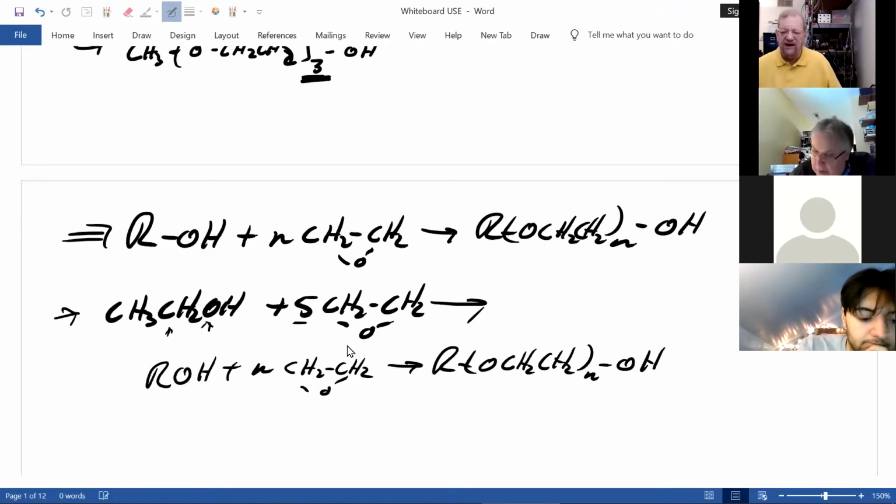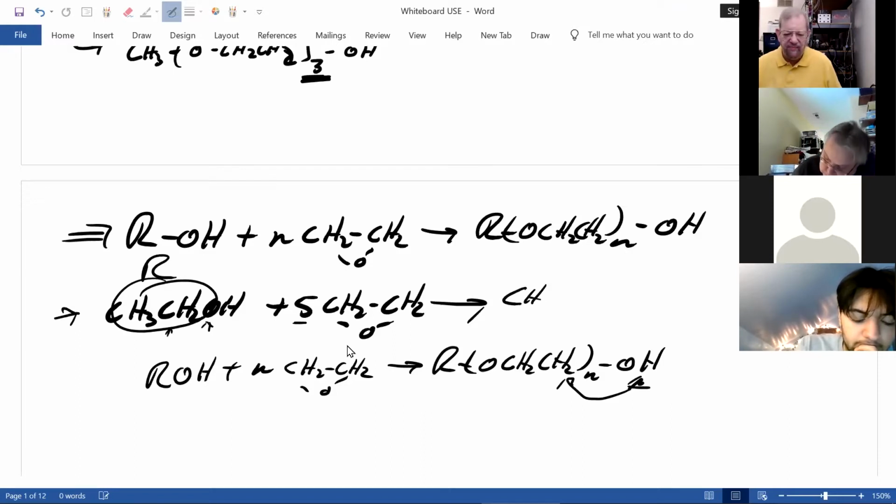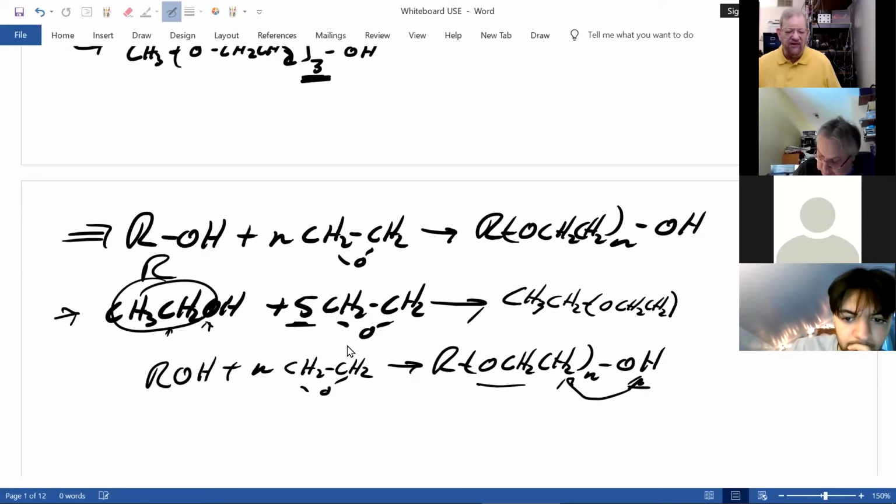Listen carefully. Common mistake students make. They try and put the OH inside the bracket, which is wrong. Nothing like that exists. It's outside the bracket. So what's my R group? Ethyl. Then I'm going to have my bracket, this right here, OCH2CH2, close bracket. What's N? The coefficient, the number in front of ethylene oxide, 5, and hydroxyl group. And that's how you make it.